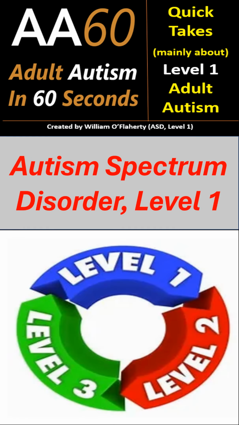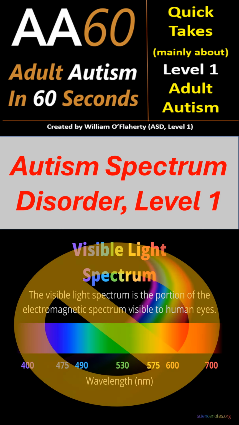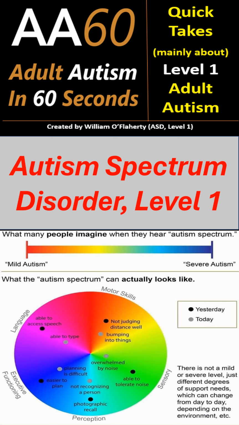ASD Level 1 is the first of 3 possible categories a child or adult can be diagnosed on the spectrum. What's meant by spectrum? Most think it's similar to the visible light spectrum, but it's not. Instead, viewing it as needing different degrees of support is more accurate. So words like mild, low, or high functioning are generally not preferred.